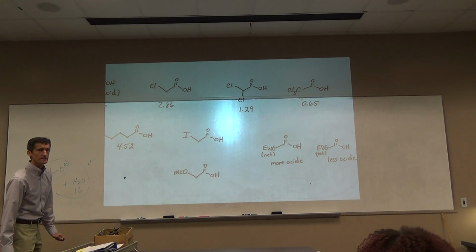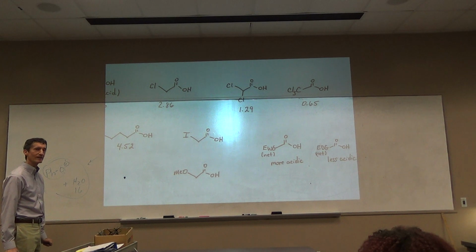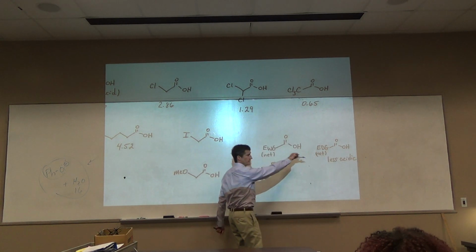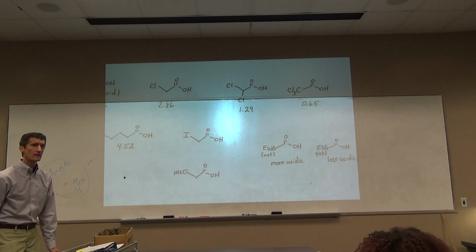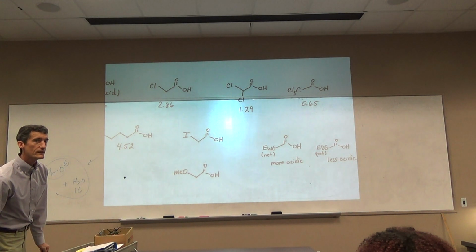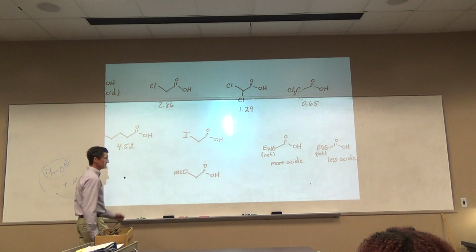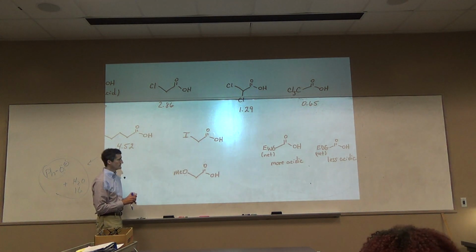More or less acidic than acetic acid? Less. Less acidic? Yes. Why again? Well, if you're saying less acidic, that means it's a net donating group. Why is it a net donating group? Because there are lone pairs on the oxygen that can then be donated. Donated how? Resonance. Okay. How? Draw a resonance structure.